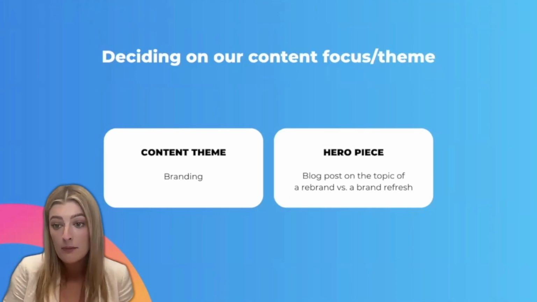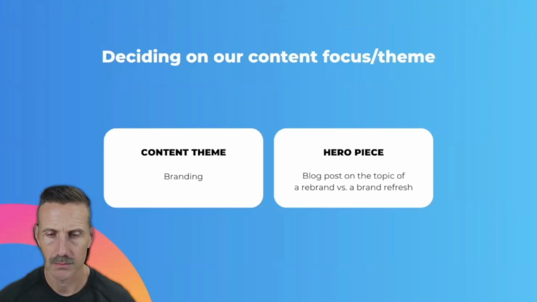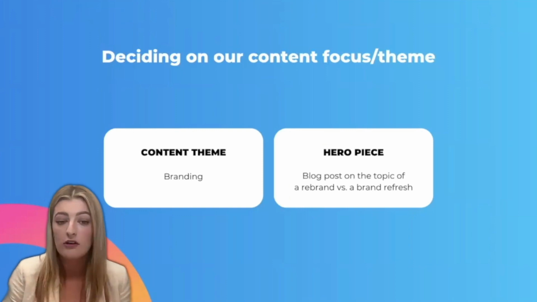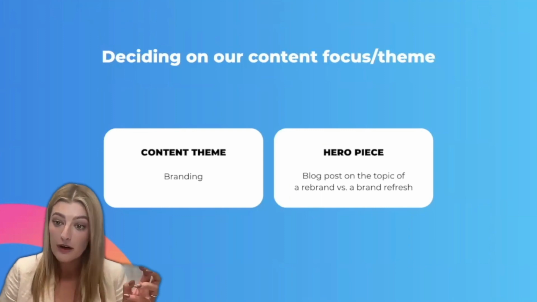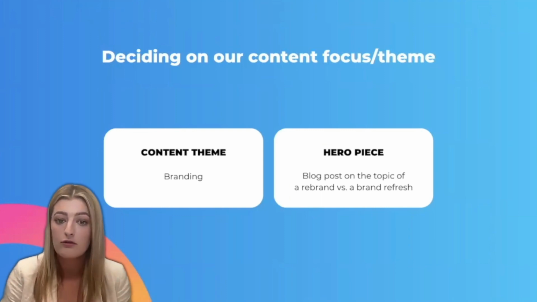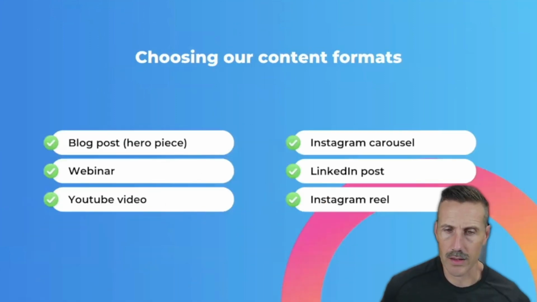For example, last month our content theme was branding. Our hero piece of content was a blog post, and the topic of that blog post was a rebrand versus brand refresh. So we went into the month knowing that everything we're going to be producing content-wise is going to be around branding, and the information we're going to get that from is our blog post, which was a rebrand versus a brand refresh. And here are the pieces of the puzzle.